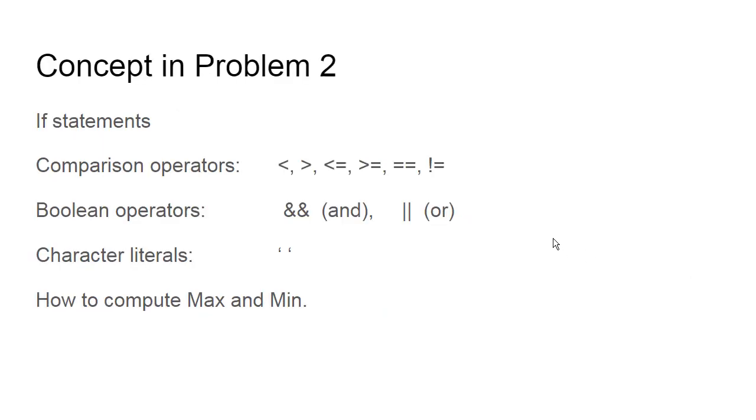Okay, to recap the concepts in problem 2, we talked about if statements, comparison operators, and Boolean operators, especially and or. We didn't actually use a not, which we'll use soon. We also covered character literals using single quotes, and how to compute max and min.